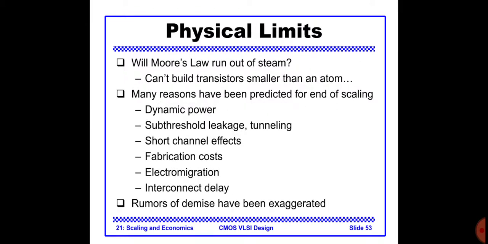The physical limits: will Moore's law run out of steam? We cannot build transistors smaller than an atom. Many reasons have been predicted for the end of scaling: dynamic power, subthreshold leakage, tunneling, short channel effects, fabrication costs, electromigration, and interconnect delay. Rumors of its demise have been exaggerated.